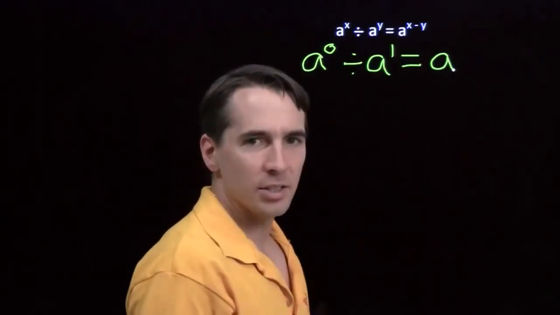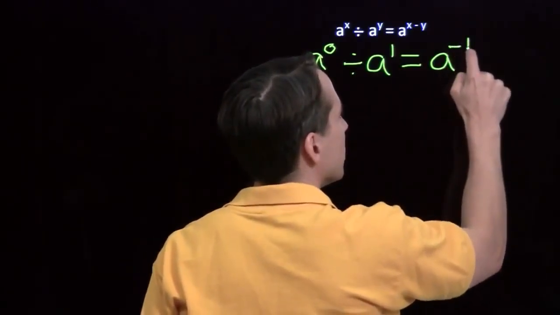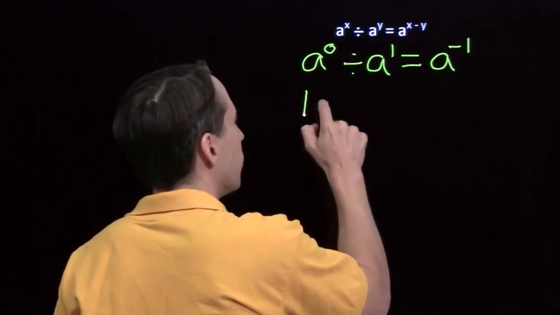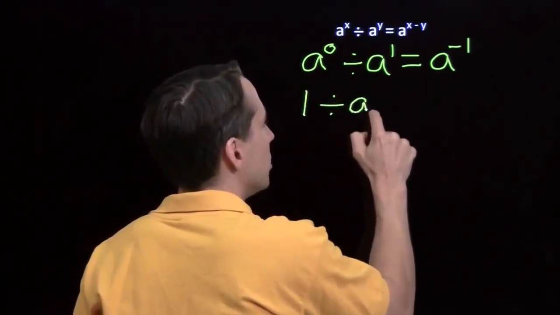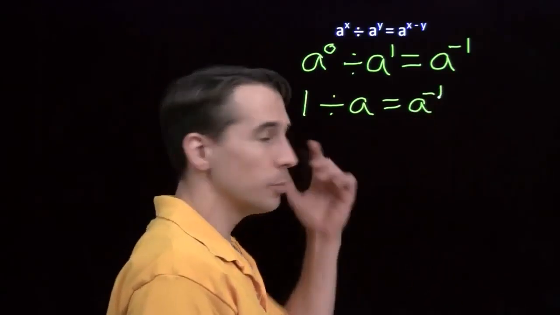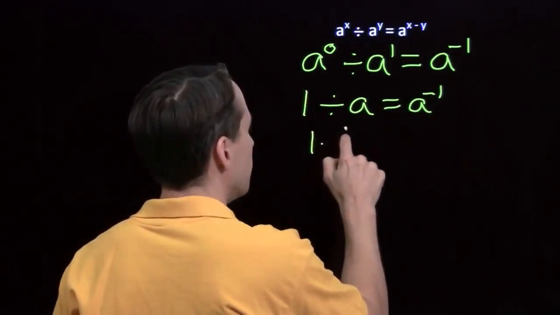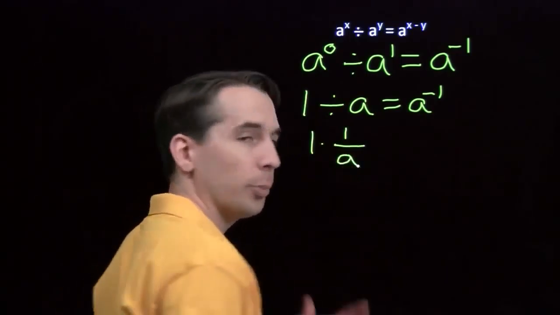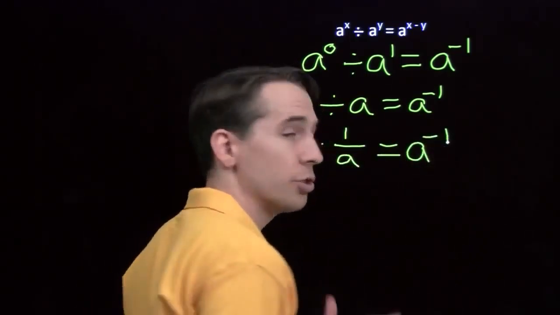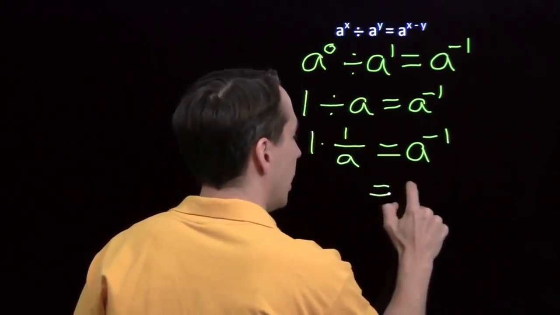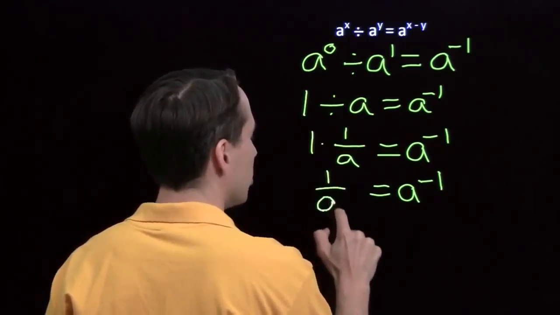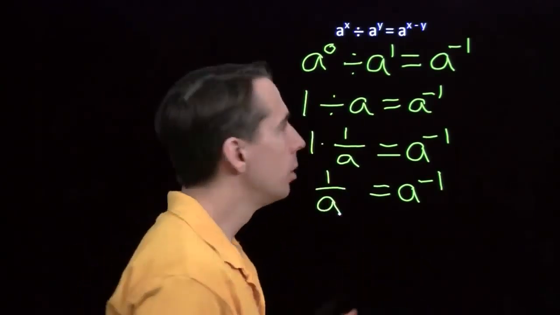Well, over here we're going to get 0 minus 1. That, of course, is -1. Now a to the 0, that's 1. A to the 1 is just a. So now we see that a to the -1 should be 1 divided by a. That, of course, just means we are multiplying by the reciprocal of a. And sure enough, we see that a to the power -1 is just the reciprocal of a.